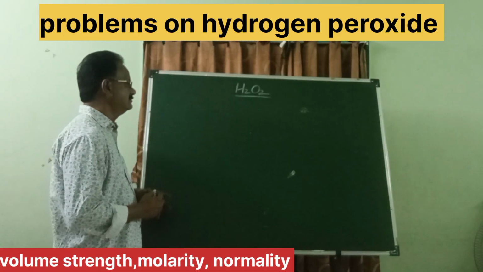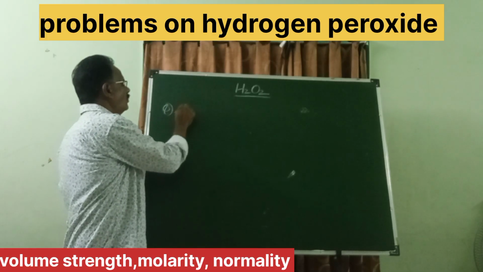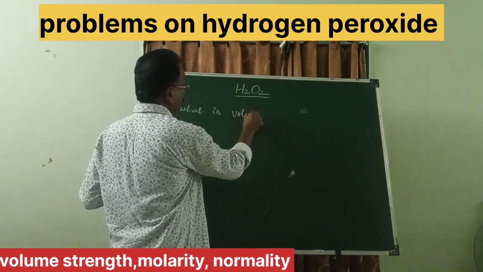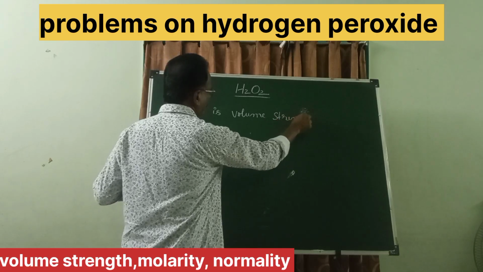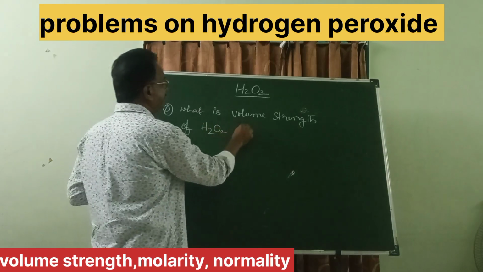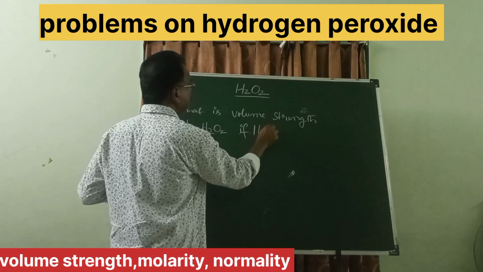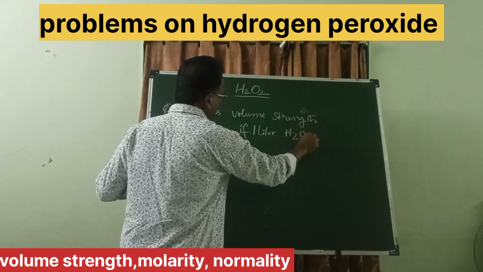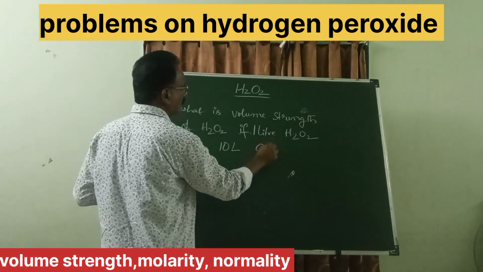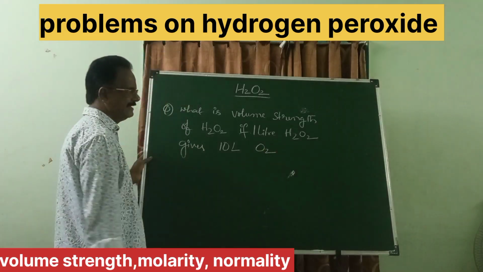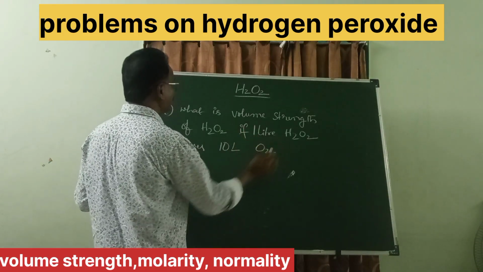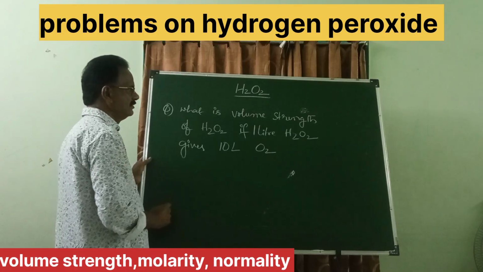Let us see another model. What is the volume strength of H2O2 if 1 liter H2O2 gives 10 liters O2? Is it clear? What is the volume strength of H2O2 if 1 liter H2O2 gives 10 liters O2?